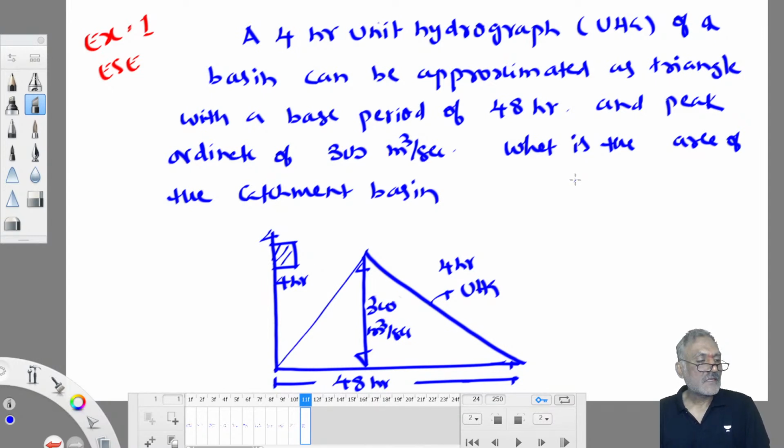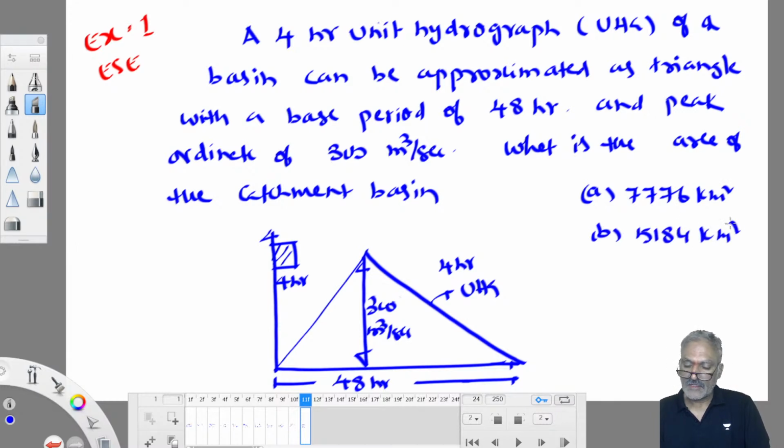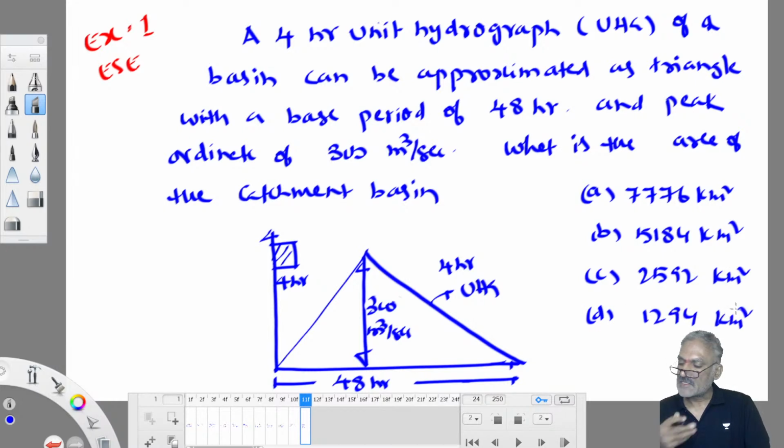So the options given are: option A is 7776 kilometers square, option B is 5184 kilometers square, option C is 2592 kilometers square, and option D is 1294 kilometers square. So these are the options given to you.